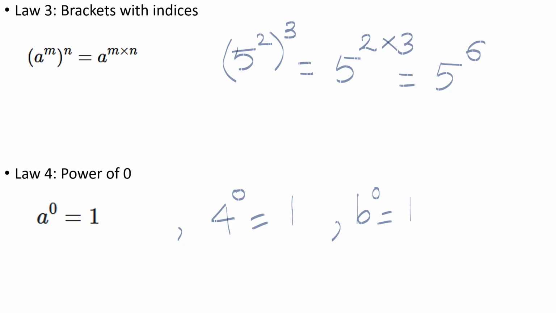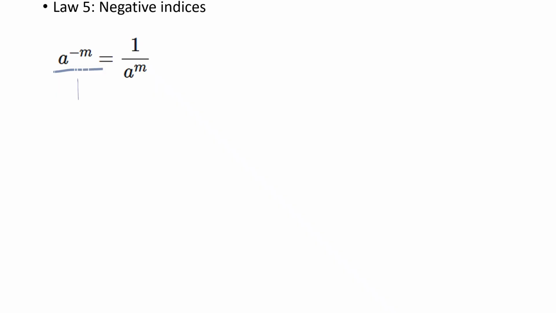So whether it's a variable, whether it's a number, the answer is always going to be 1 if the power is 0. Now the next rule we have here is negative indices. So how does this work? Now suppose I am having a base with a minus power, so you have to take a reciprocal of it. Now suppose downside I'm not having anything, which means I'm having 1, so it will become a reciprocal. So it will become 1 divided by, and the negative power will become positive power, so it will be 1 divided by a to the power m.